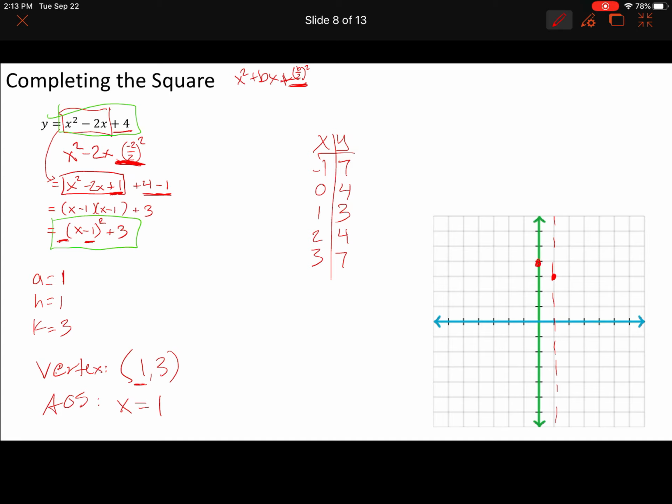So we have 0, 4. We know it's going to be symmetric, so we can fill in the other side as well. And then -1, 7, 1, 2, 3, 4, 5, 6, 7, fit to the very top of our graph. Okay. And then we can connect our graph. Pretend like that's connected all the way down to the vertex. Okay. And there we go.